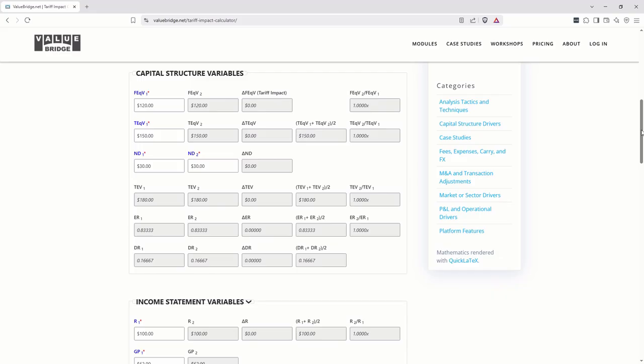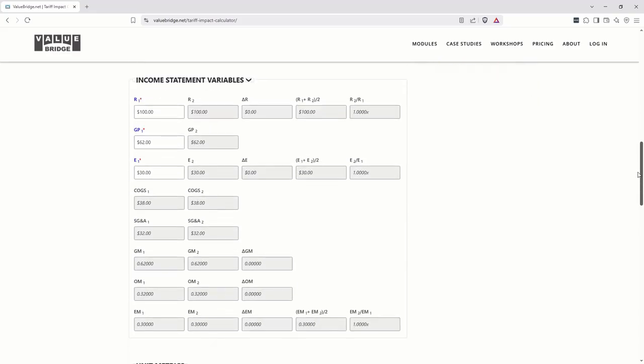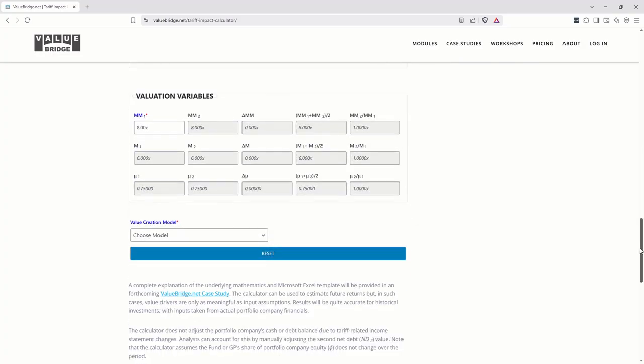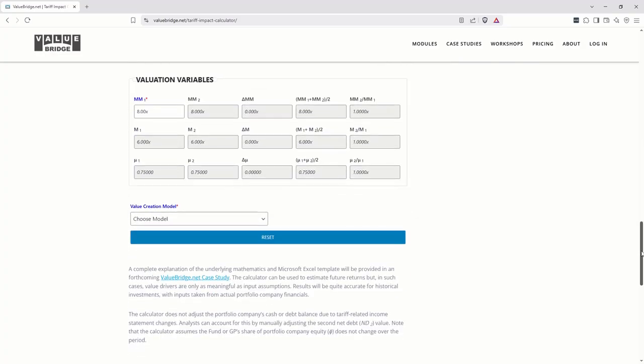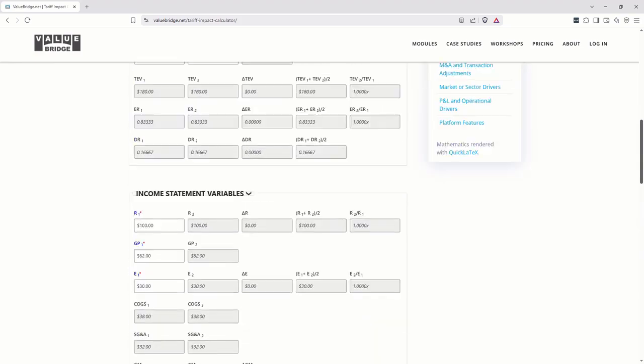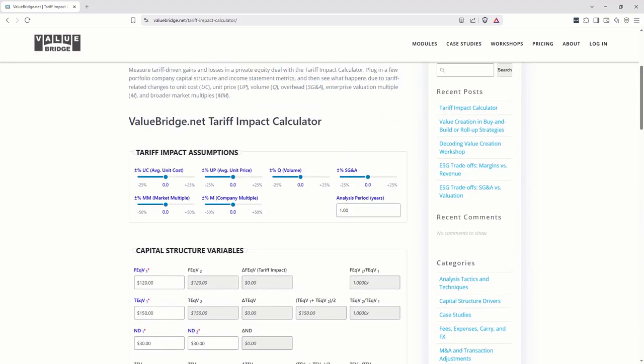To start, you'll need to plug in three capital structure metrics: the GP or fund's equity value, total shareholder equity, and net debt. Three income statement metrics: revenue, gross profit, and EBITDA, and optionally the prevailing market valuation multiple for your industry or sector. Then you can go up to the top and start twisting dials to see what happens to your equity ROI.